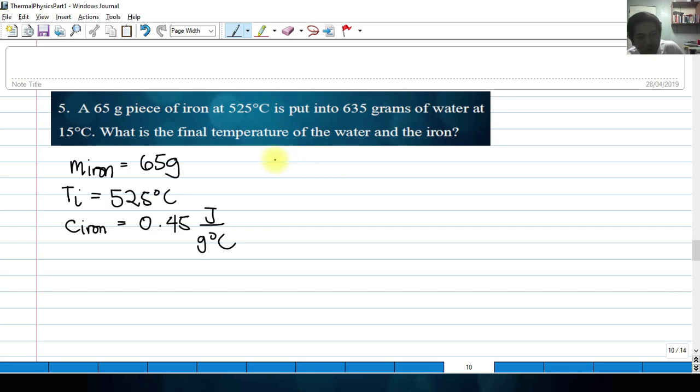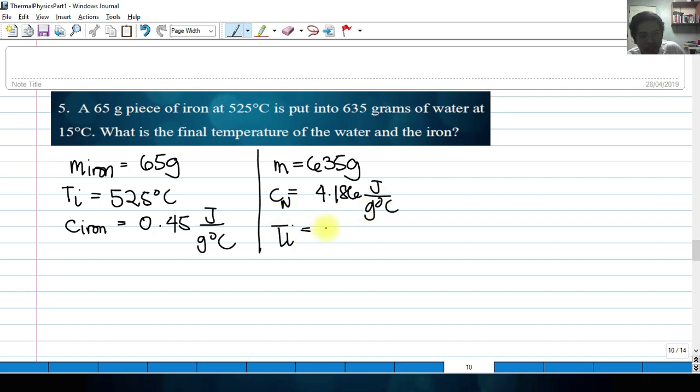And again, for water, we have the M of water, that is 635 grams of water. We have the C of water, and that is 4.186 joules per gram degree Celsius. And we have the initial temperature of the water, which is 15 degrees Celsius. So, we have two Q's here, okay? And the key concept is that the Q gain should be equal to the Q loss, or the heat gain should be equal to the heat loss.